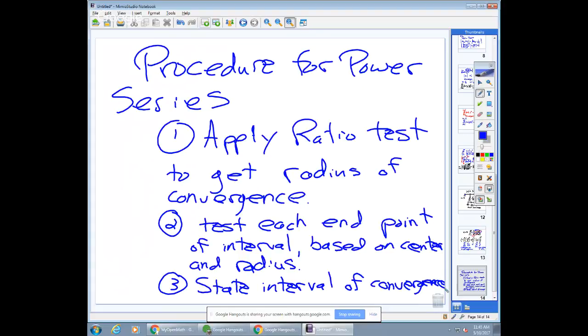Seems kind of simple. There is a lot of work in there because simplifying the ratio test is a lot of work. Then you got to find a different test for each endpoint. Often the alternating series test will work on one side or the other, sometimes even both. Just kind of depends on the series.